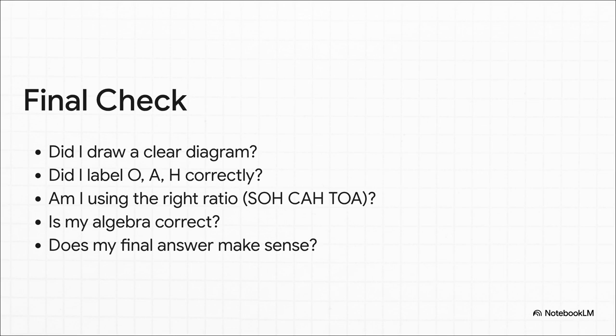1. Is my diagram actually clear and labeled correctly? 2. Are my sides, opposite, adjacent, hypotenuse, labeled right from the perspective of the angle I'm using? This is huge. 3. Did I pick the right tool for the job, the correct SOH CAH TOA ratio? 4. Did I double-check my algebra at the end? And 5, the sanity check. Does my answer even make sense? You know, if you calculate the height of a person and you get 500 feet, you've probably made a mistake somewhere. This simple check will save you so many marks.